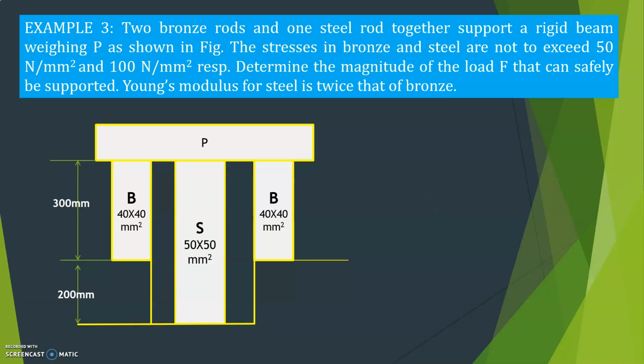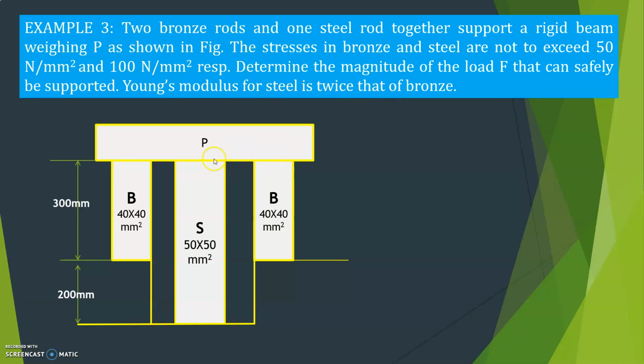We'll take one more example. Two bronze rods and one steel rod together support a rigid beam weighing P as shown in figure. The stresses in bronze and steel are not to exceed 50 Newton per mm square and 100 Newton per mm square respectively. Determine the magnitude of the load F or P that can safely be supported. Young's modulus for steel is twice that of bronze.